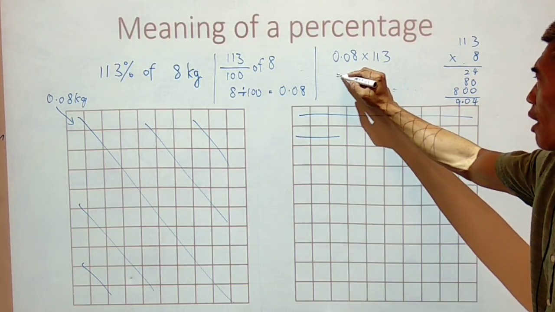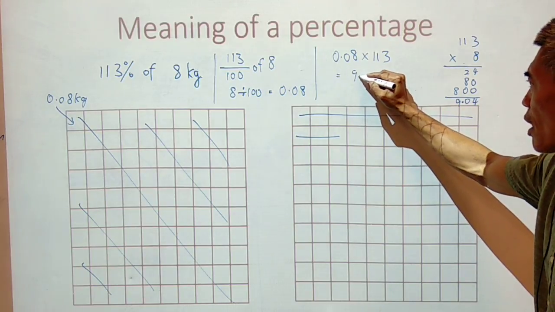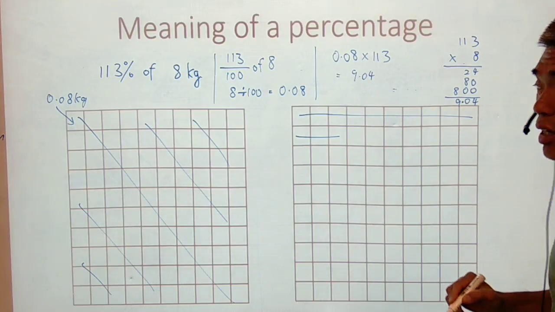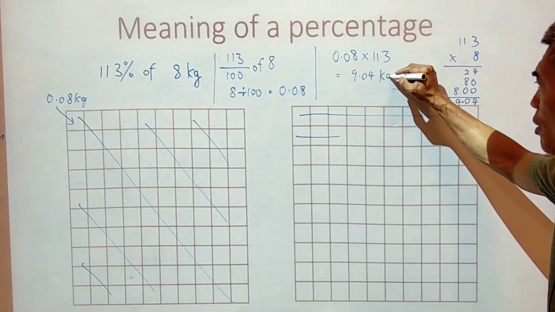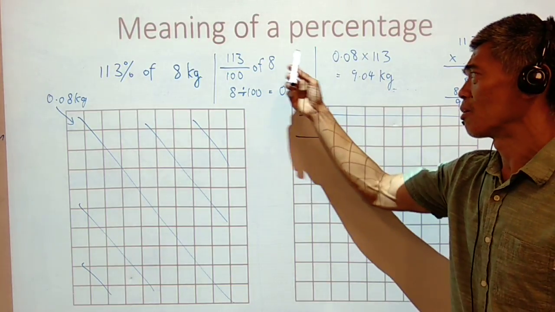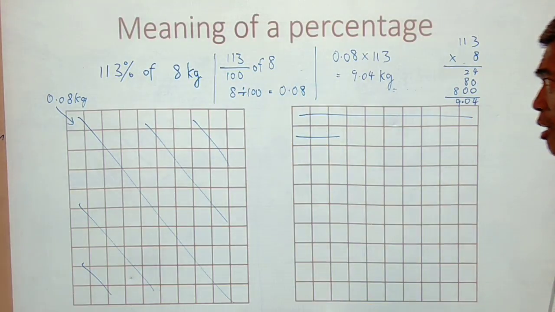So 113% of 8 kilograms is 9.04 kilograms. So it is slightly more than 8 kilograms.